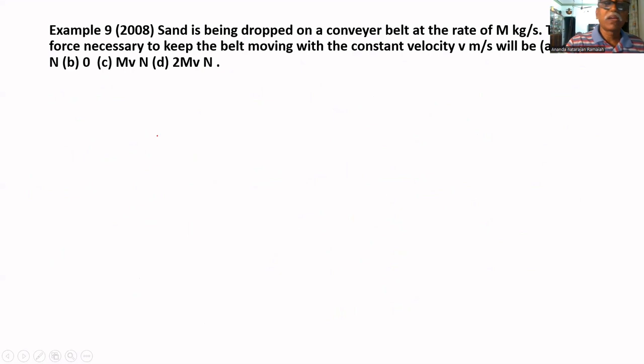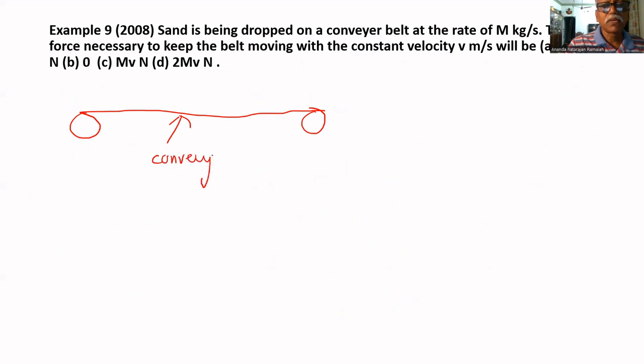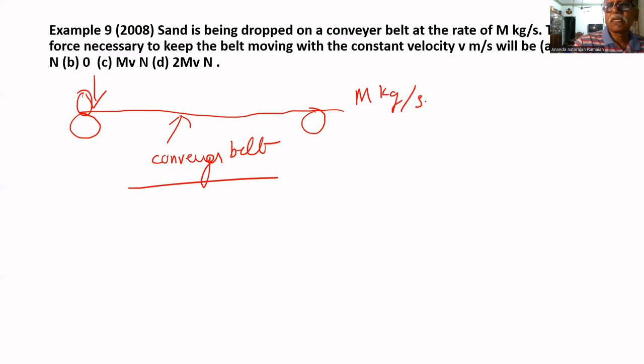Sand is being dropped on a conveyor belt. Conveyor belt means if you want to continuously transfer some material from one point to another point, this conveyor belt will be used. If you drop some material here, it will be transferred here. That is called a conveyor belt. It transfers the material at the rate of m kg per second. This is called the mass flow rate.